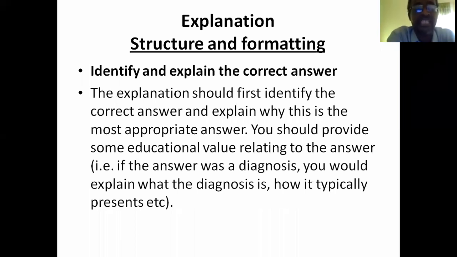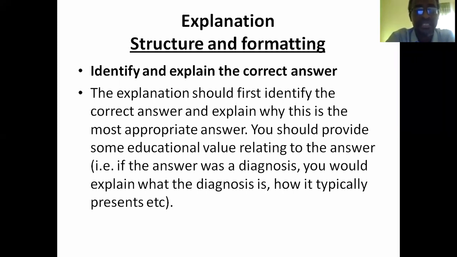Explanation: identify and explain the correct answer. The explanation should first identify the correct answer and explain why this is the most appropriate answer. You should provide some educational value relating to the answer. If the answer was a diagnosis, you would explain that the diagnosis is how it typically presents. Okay? Yes, you get explanations.